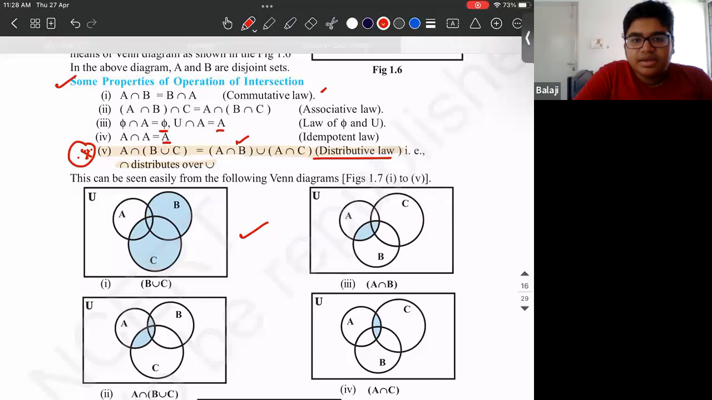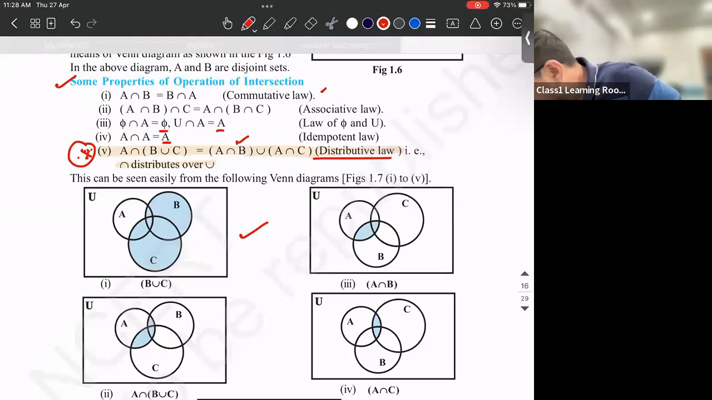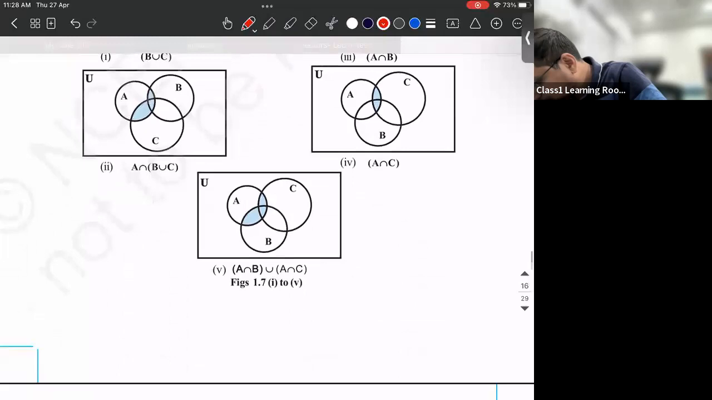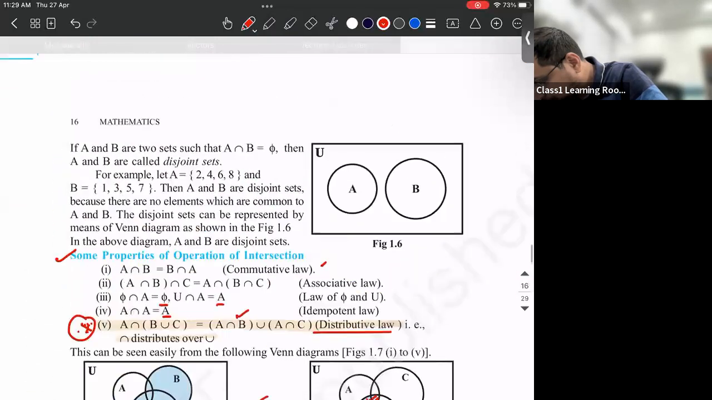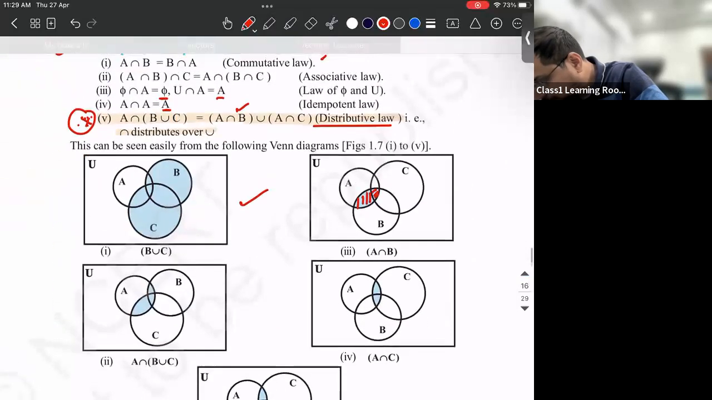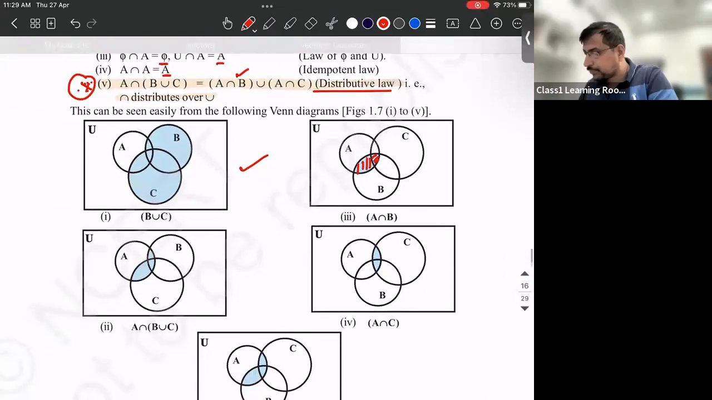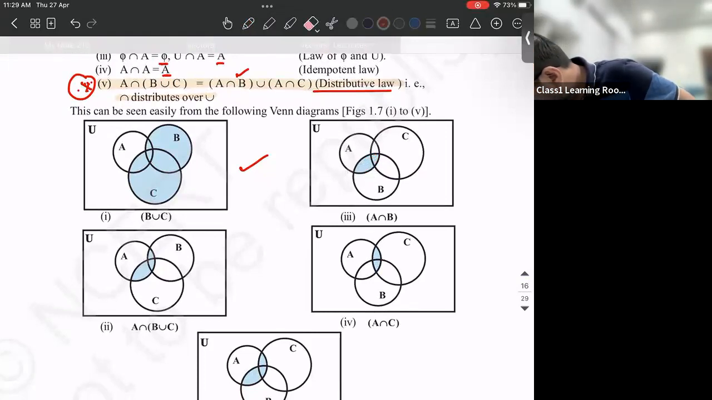Sir, but C is there, right? Yeah, C is there. So here you have A. Why did they write it as only A and B? Okay, we'll draw it.